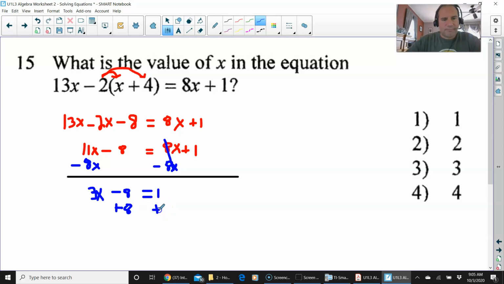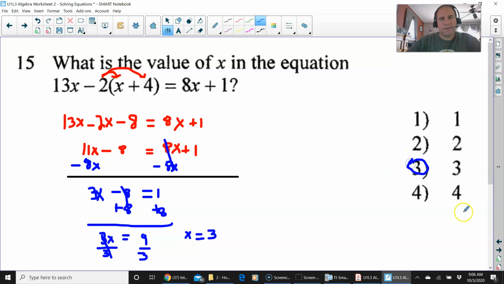Because that was a two-step equation and you are canceling the 8's, and you have 3x equals 9. And finally, last step, divide by 3 on both sides, and x equals 3. All right, that's that problem.